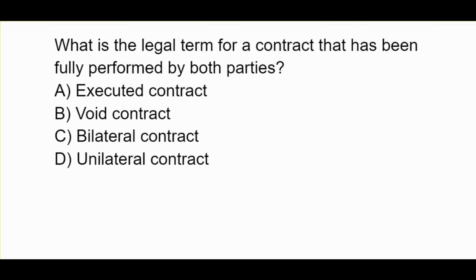What is the legal term for a contract that has been fully performed by both parties? A, executed contract. B, void contract. C, bilateral contract. D, unilateral contract.